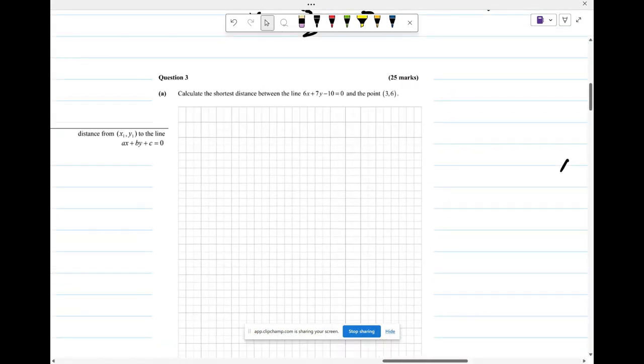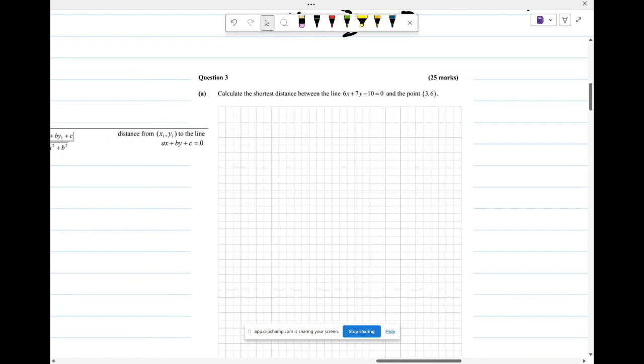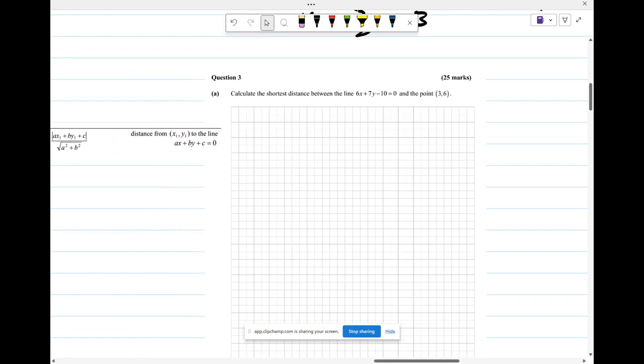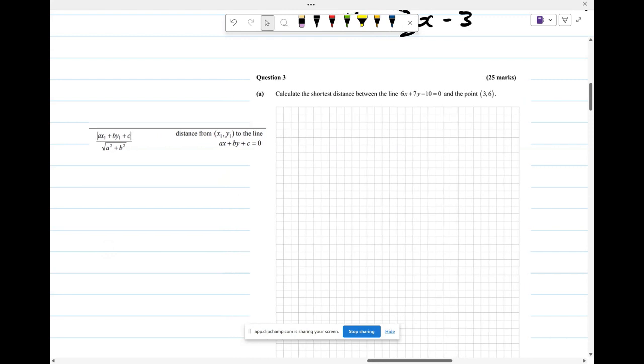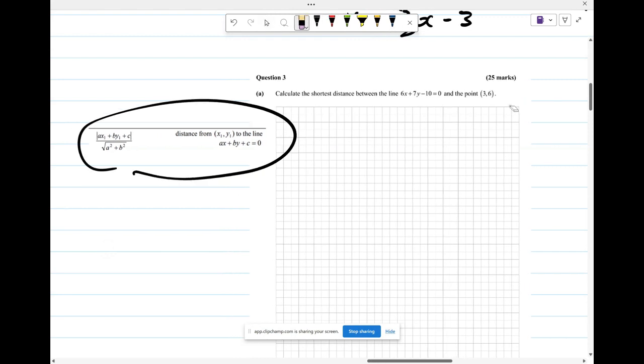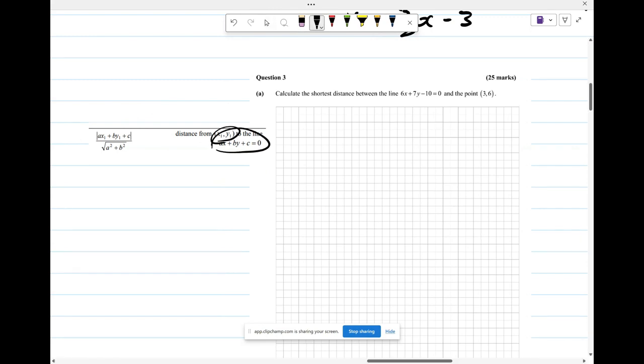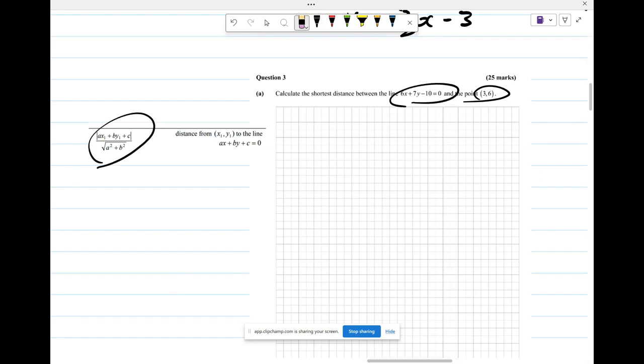So the next question says, calculate the shortest distance between the line 6x plus 7y minus 10 equals 0 and the point 3, 6. So if you go to your log tables, this is your equation for perpendicular distance, perpendicular distance from a point to a line. So this is perfect. We don't even need to change anything like we did in the very first question. We don't need to find a line, that kind of thing. We can just plug this point and this line straight into our equation.